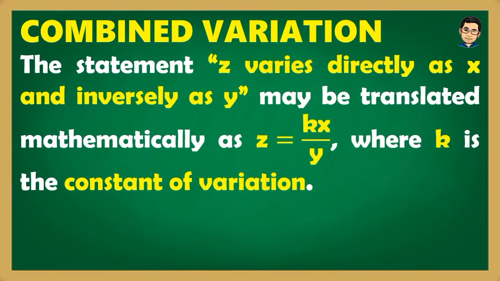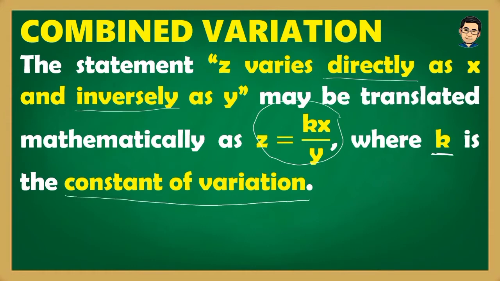So, the statement z varies directly as x and inversely as y may be translated mathematically as z is equal to kx over y, where k is the constant of variation. So, as you can see, meron tayo dyang direct variation from the word directly, tsaka yung inversely. So, yung direct variation po dito sa given statement is yung kx. And then, yung inversely is yung y. So, nag-act siya as denominator. And again, k is still the constant of variation. So, hindi pa rin po nagbago yan.